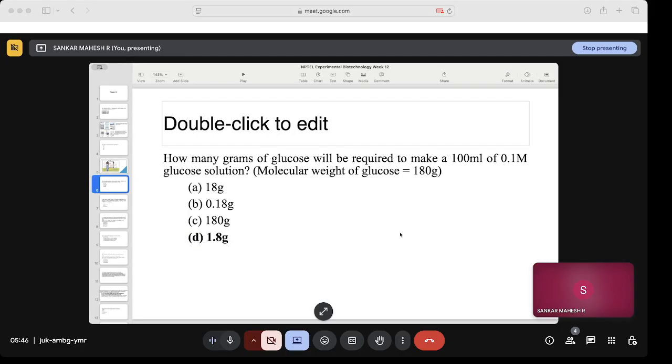The next question is: how many grams of glucose will be required to make 100 ml of 0.1 molar glucose solution? Molecular weight of glucose is 180 gram. Option A, 18 gram; option B, 0.18 gram; option C, 180 gram; option D, 1.8 gram. You can take a couple of minutes to think about this and then tell me how you calculated this if you know the right answer.